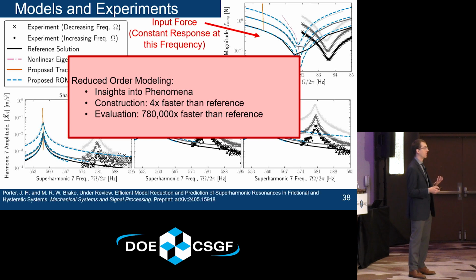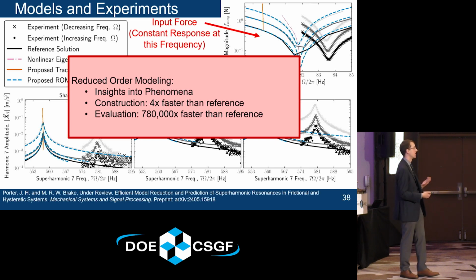Construction of the reduced order model was 4 times faster than the reference solution. So this is running the tracking approach rather than calculating the reference solution at multiple amplitude levels. And then once the reduced order model is constructed, evaluating it for new amplitude levels is essentially free, with a speedup of 780,000 times faster. And that's because once it's constructed, you don't need to solve any nonlinear equations to evaluate the reduced order model at new amplitude levels.